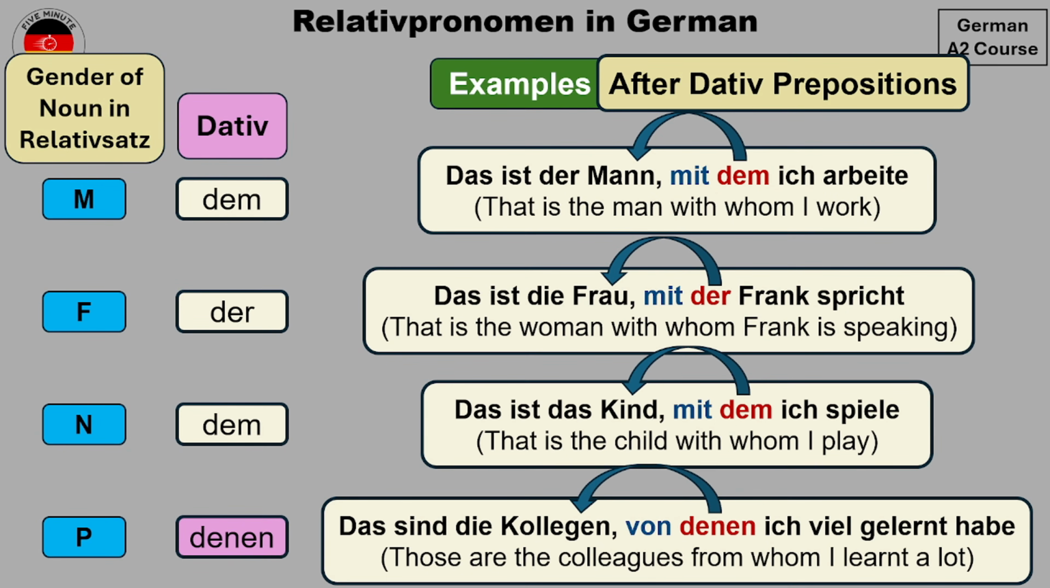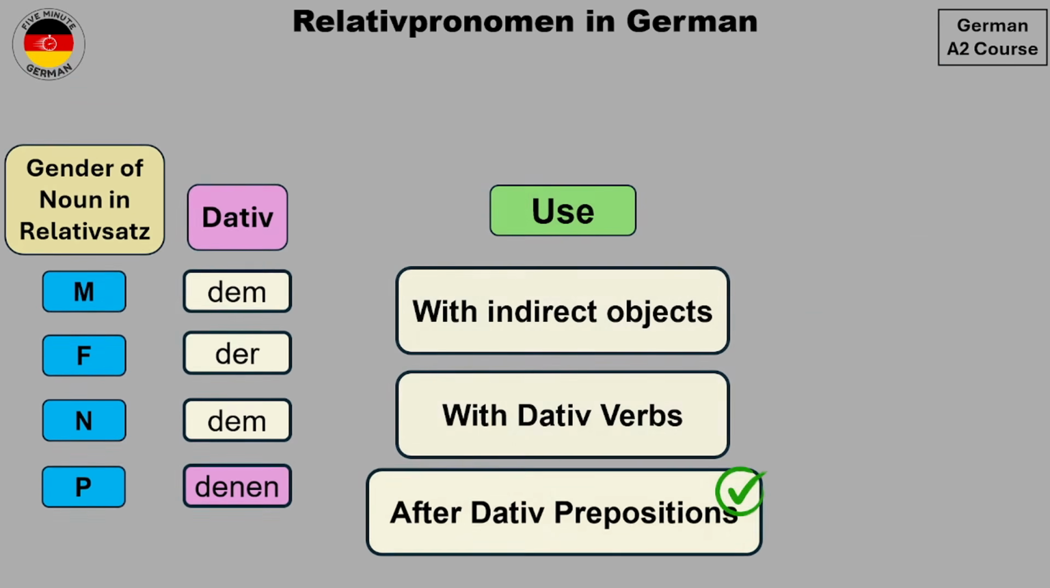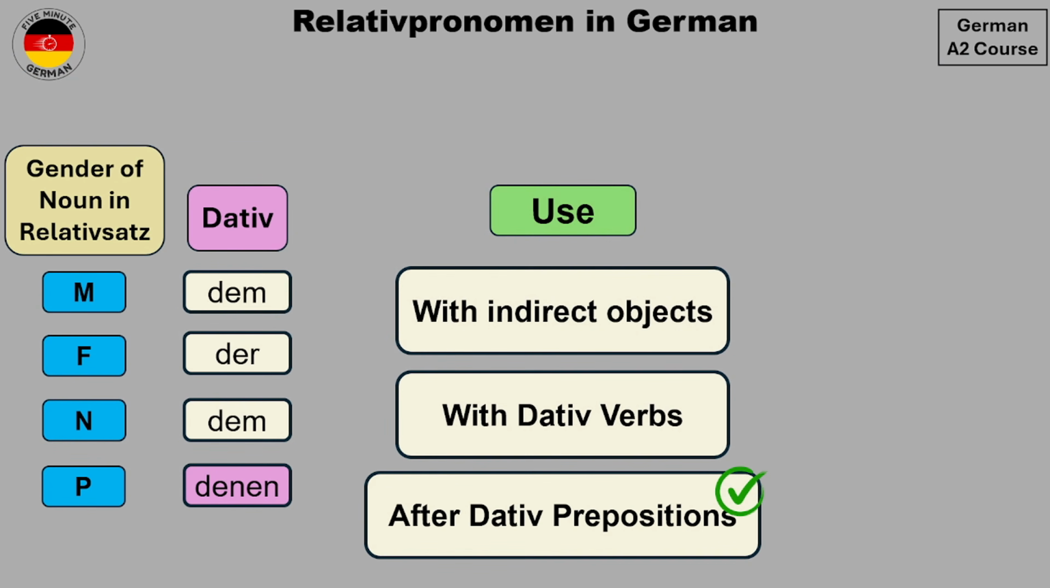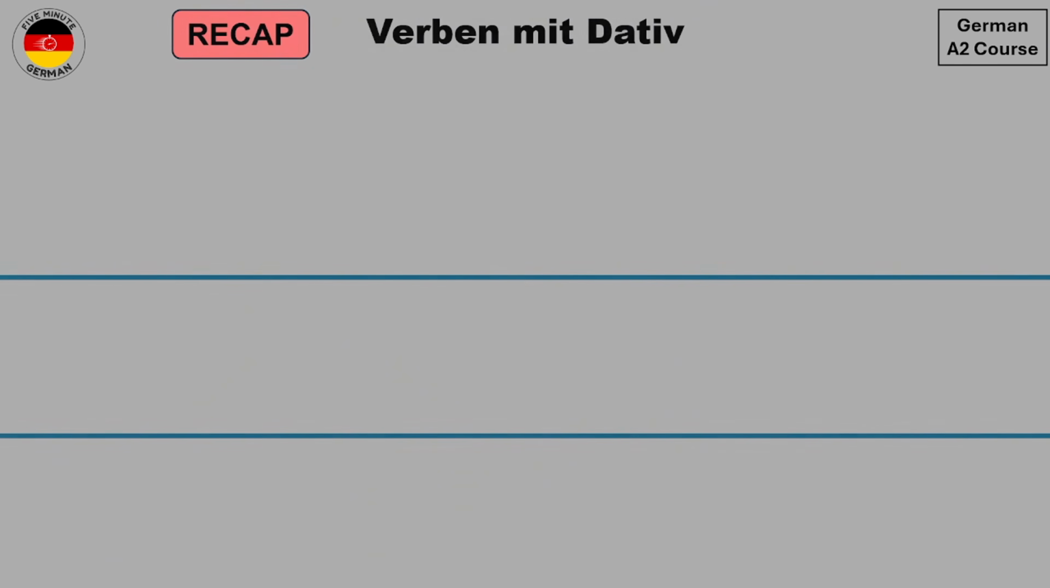So this is how you can use the relative pronouns in dative after dative prepositions. Now let's see how we will use these relative pronouns with dative verbs, which are also called Verben mit Dativ. So before we take some examples, let's do a quick recap of what are the Verben mit Dativ.